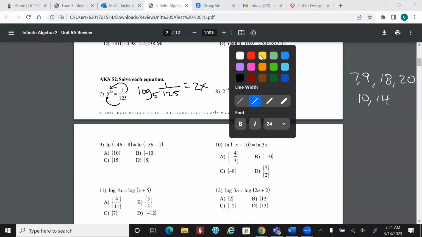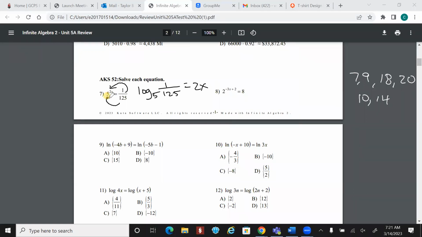Okay, so we started with our number that's being raised to an exponent. That's going to be the first thing we write down. It's going to be a subscript, yes. So then we're going to go to 1 over 125. So notice the order that we wrote this in: 5 and then 1 over 125. And then the last thing that we're going to write is equal to 2x.